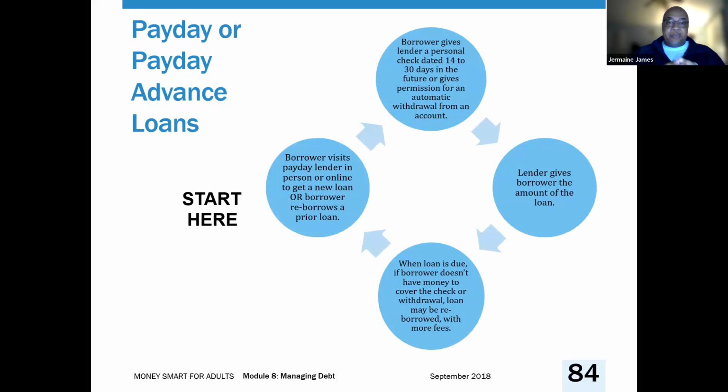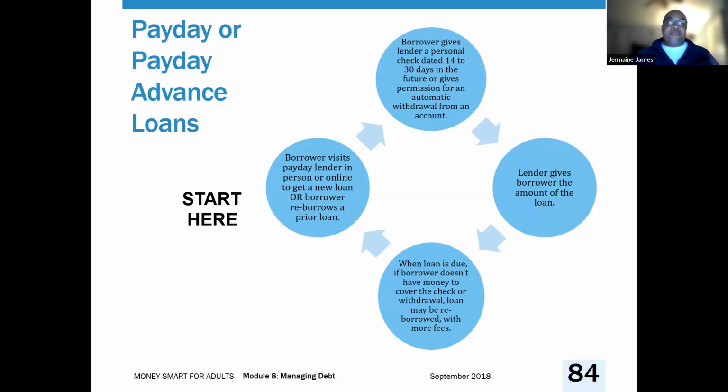But when we think about it, the borrower first visits the payday lender in person or online to get a loan, or the borrower reborrows a prior loan, right? The borrower gives the lender a personal check dated for 14 to 30 days in the future, which gives permission for an automatic withdrawal from the account. The lender gives the borrower the amount of the loan. When the loan is due, if the borrower doesn't have the money to cover the check or withdrawal, the loan may be reborrowed with more fees.